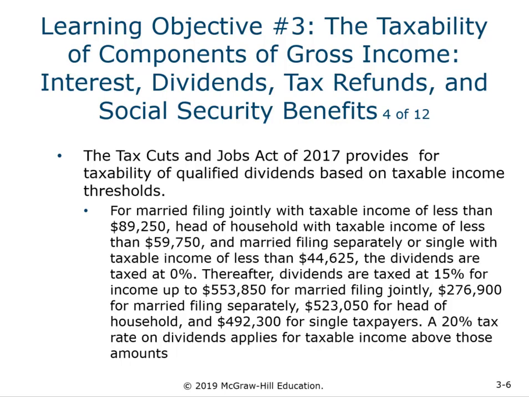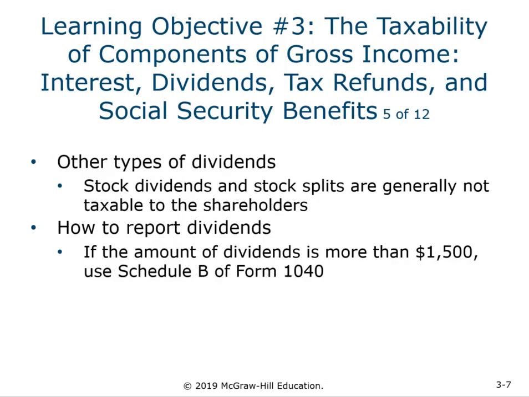So you'll pay 0 on the first part of it, and then you'll pay 15%. If all your income was qualified dividends, you pay 0 for the first $89,000, let's say, if you're married filing jointly, then 15% on all the rest up to $553,000, and then 20% on the amount over that. That's how those tax brackets work. Much lower tax rates on these qualified dividends. So it's important to know if it's qualified, and important to know what other income is to figure out what tax rate applies.